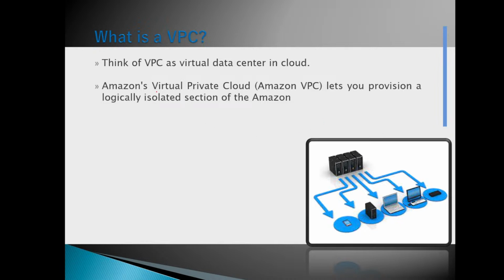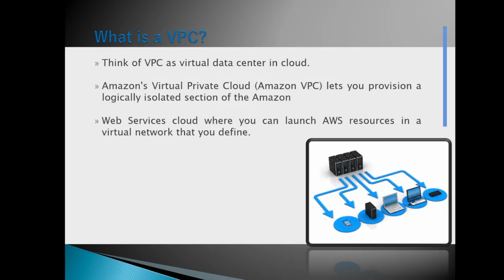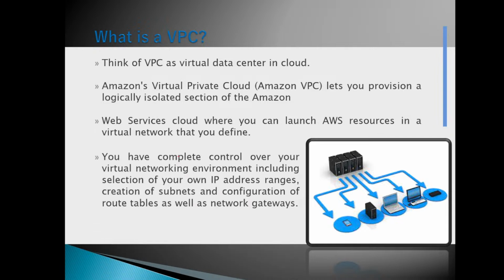In cloud we call it virtual private cloud. So Amazon Virtual Private Cloud lets you provision an isolated section of your Amazon Web Services cloud where you can launch AWS resources in a virtual network that you define. You have complete control over the virtual networking environment, including selection of your own IP ranges, creation of subnets, and configuration of route tables as well as network gateways. So all these things we are going to learn.